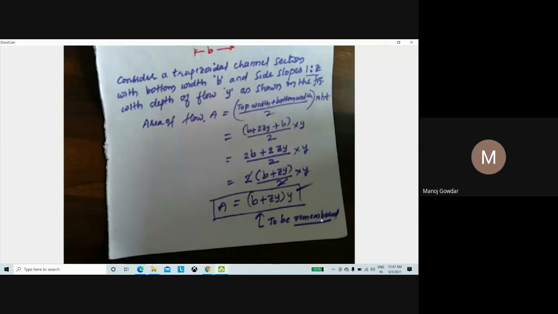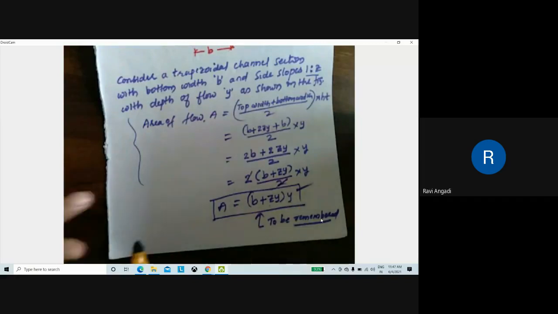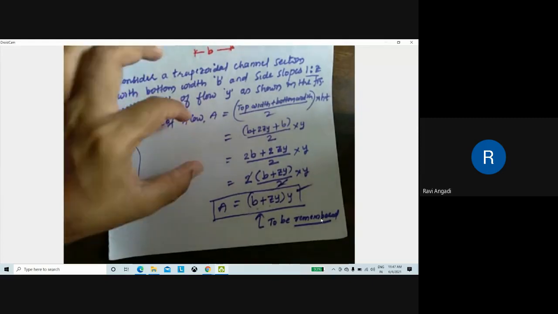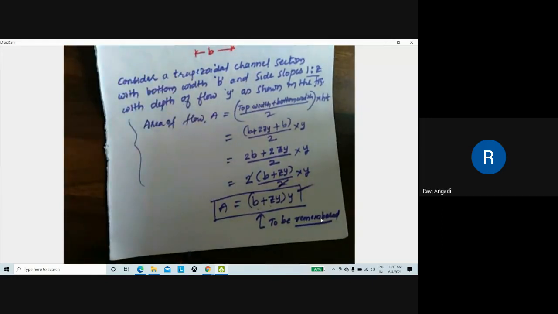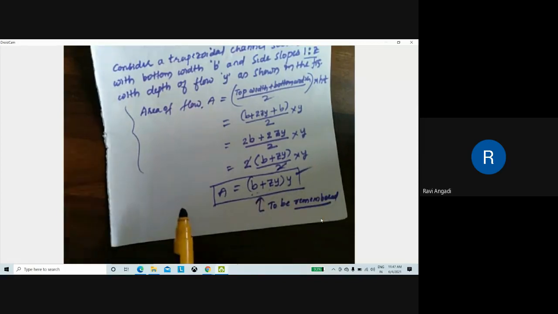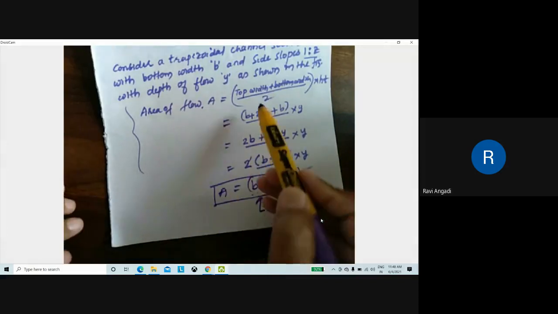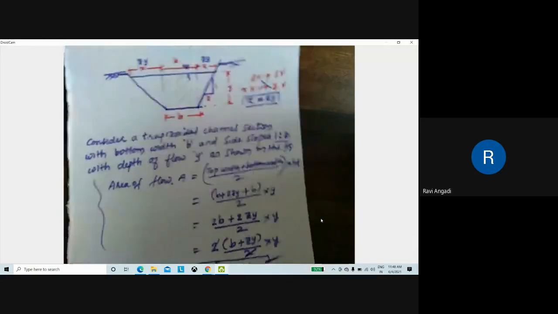So you can skip all these steps in the exam also. Directly, if you write this, it is correct. Area of trapezium is B plus ZY into Y. You can save time in writing. I hope all of you remember this formula. Even for solving a problem, this formula is enough, because Z, Y and B will all be given in the problem. If we substitute directly, you will get the area. No need to write the top width and bottom width. For your understanding purpose, I gave this formula. Okay. So next one.